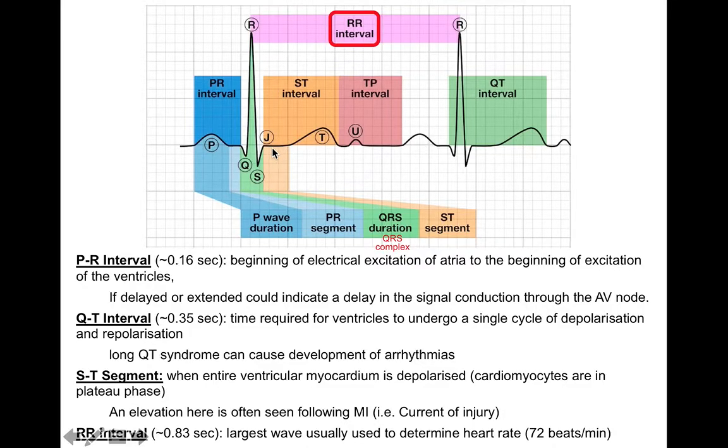And then the RR interval. The R wave is basically the largest wave, so this interval is the easiest interval to use to calculate heart rate. You can see these R waves are the easiest on the ECG trace, so they are used most commonly to calculate heart rate, by just measuring the time between each of these peaks, and you can measure heart rate from that.